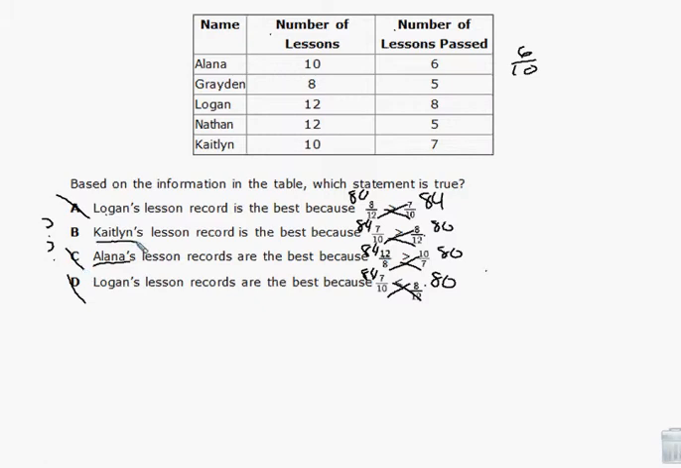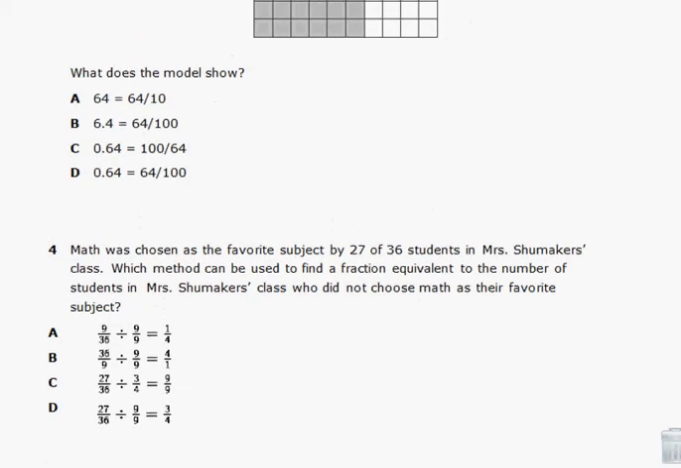Let's look. Caitlin's lessons, she did 10 and she passed 7. That's 7/10. And that is what it's saying right here. So 7/10. So that is our answer choice. B is our correct answer. Okay, let's look at the next page.